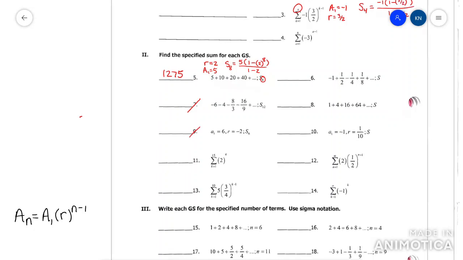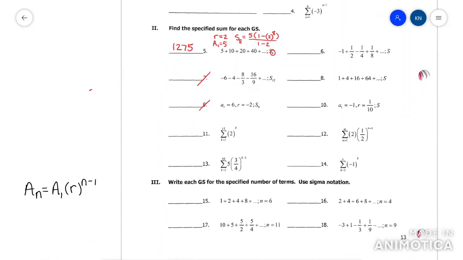All right. Now number 11, you have to go get your first term. So if you plug a 1 in here, you would get 2. And then you know your R is 2. And then it's the same thing. So same thing here, plug in a 1. If you plug in a 1, you'll get A1 is 5. And your rate is 3/4. And then you can do the same thing.